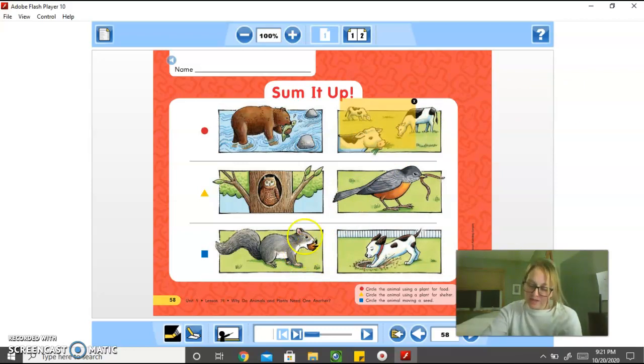Okay. The next one was this row with the owl and the bird. Which animal is using a plant for shelter? Yes, the owl is living in the tree. That is using the tree for shelter. And the last row with the squirrel and the dog, which one is moving a seed? The squirrel is moving a seed with his little mouth. He's moving it along.